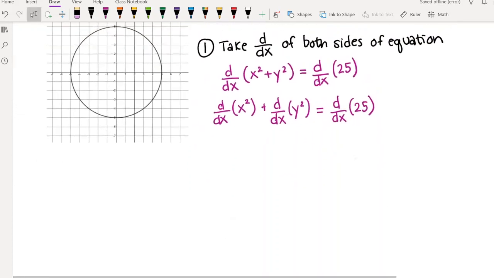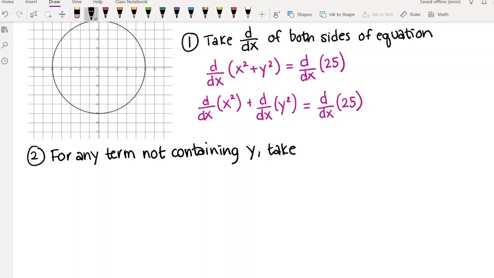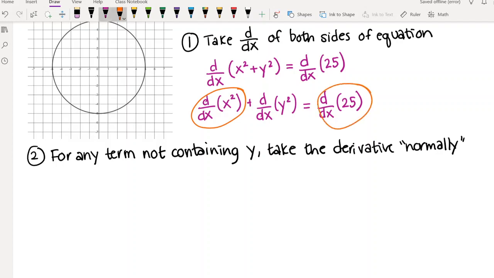So the next step is basically for any term not containing y, you can take the derivative normally. And when I say normally, I just mean the same way that we've been doing all along. So in this case, what does that mean? That means that when we take the derivative of x squared and the derivative of 25, the same derivative rules that we've used all along are going to apply.